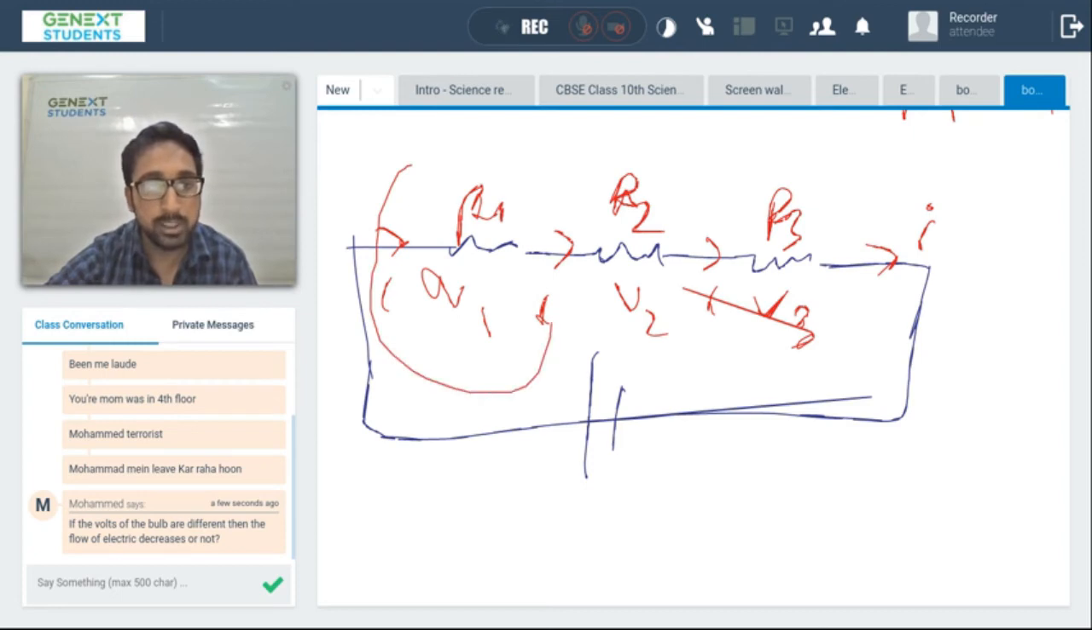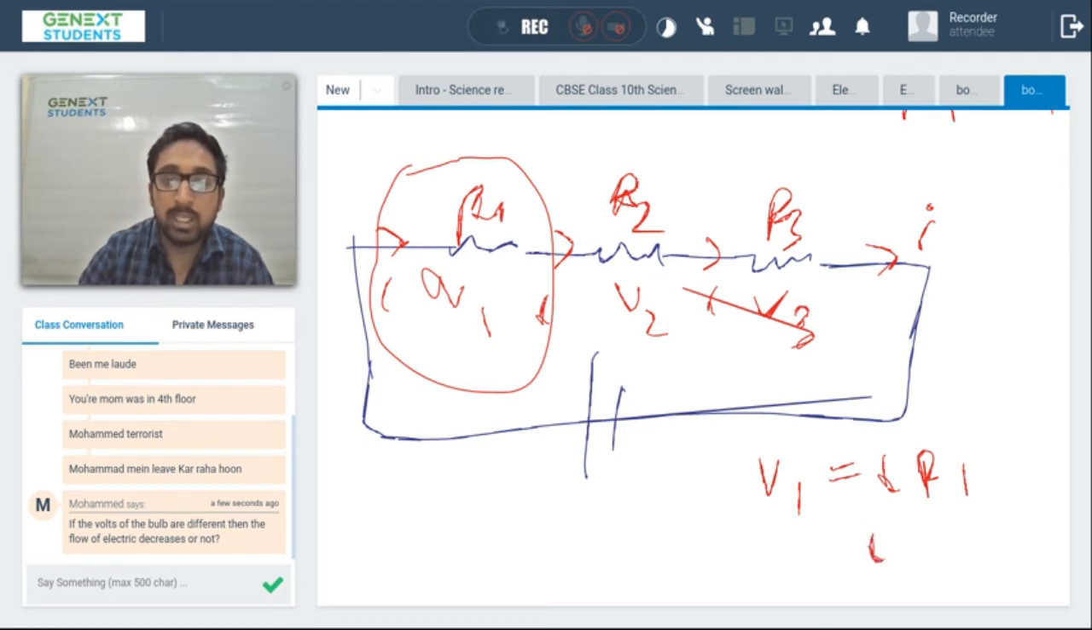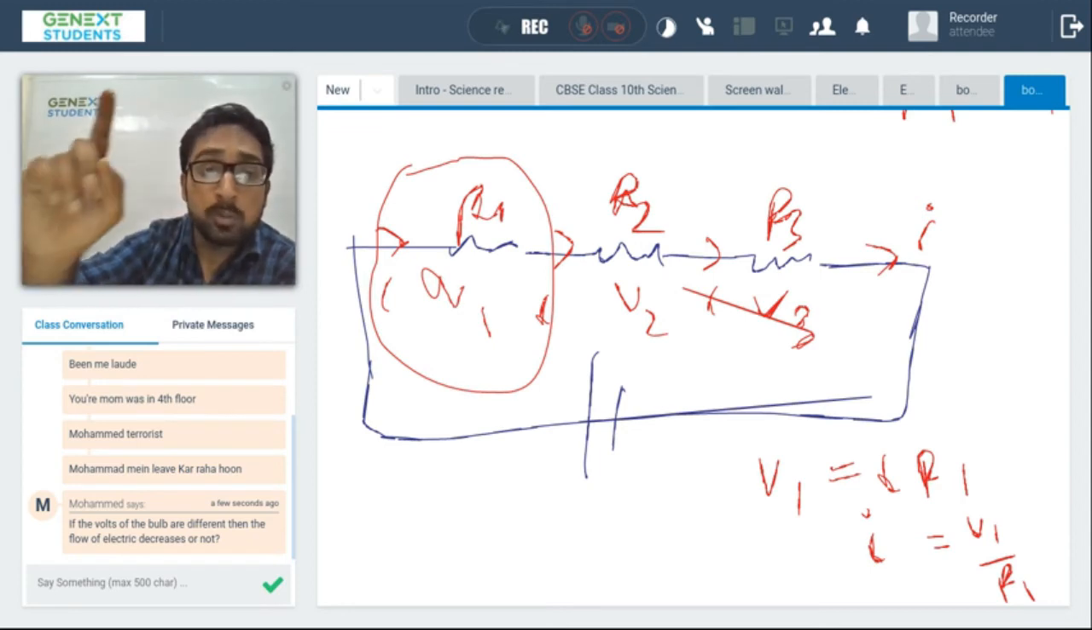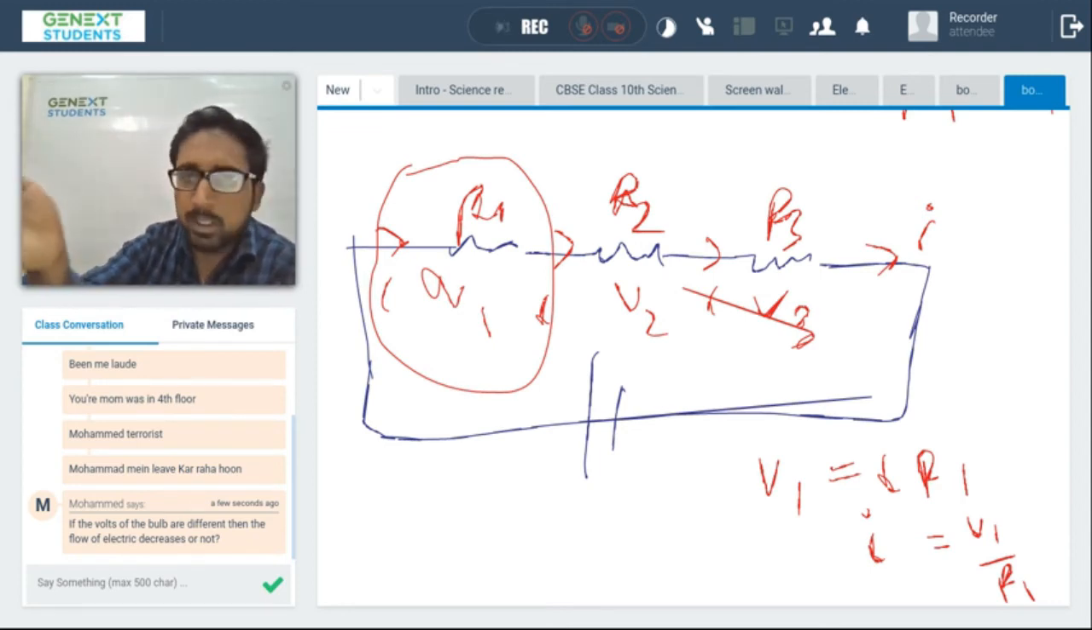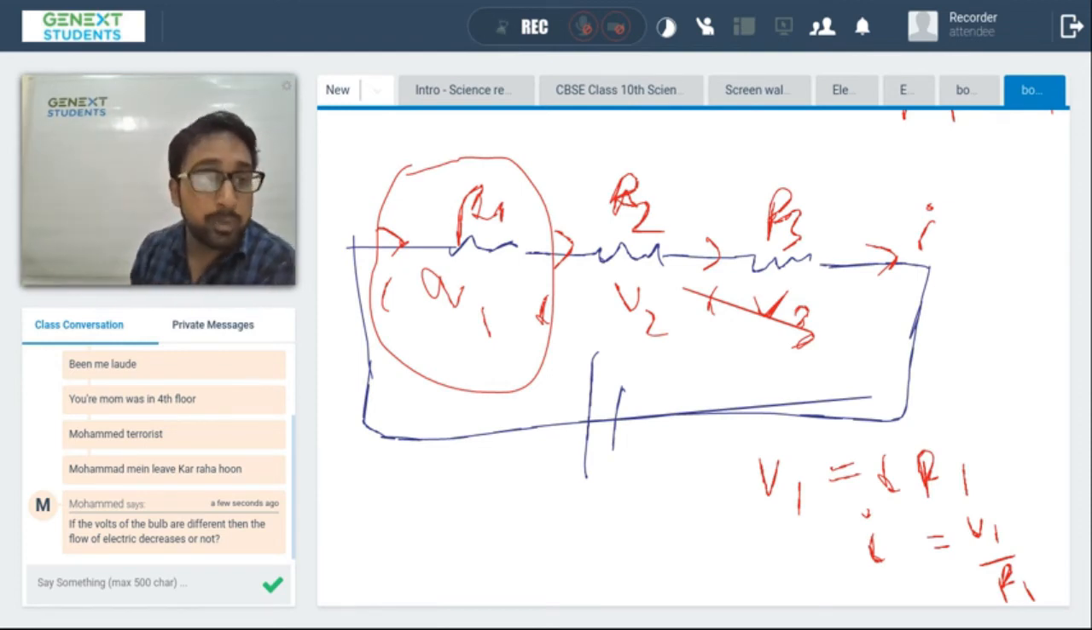So what is the current in this particular section? I. That current satisfies V1 equals IR1, so I is equal to V1 by R1. Did you get that? That is the beauty of physics, the beauty of the series combination. The current will be common throughout, but the resistance may be different or the same. I can take all three resistances the same or different. The potential difference is going to be different. Got it? So this is the series.